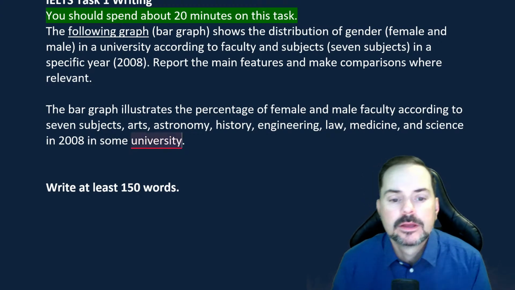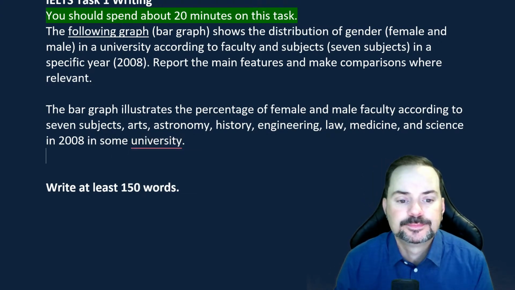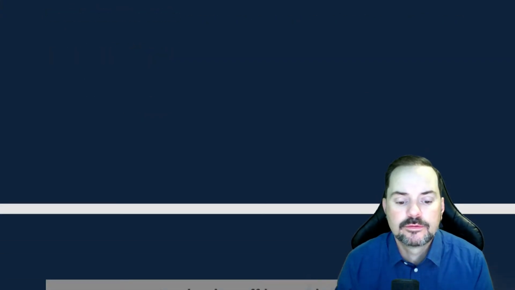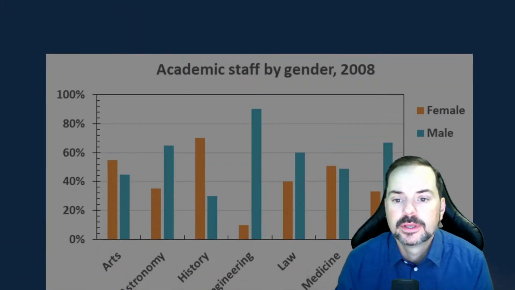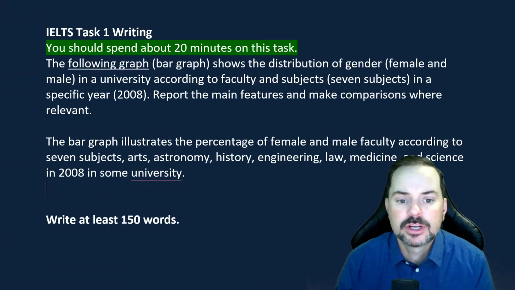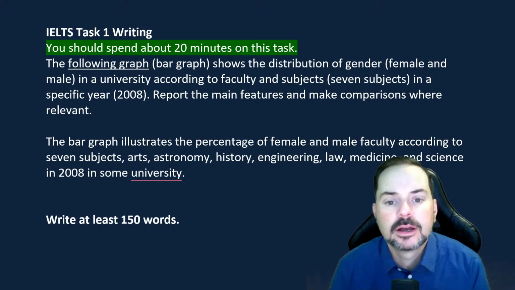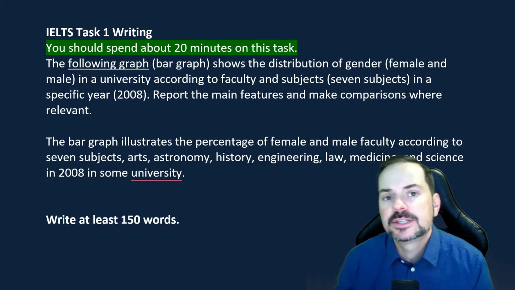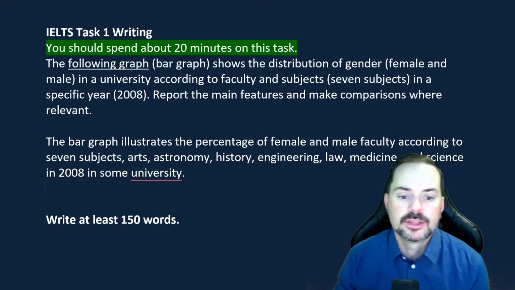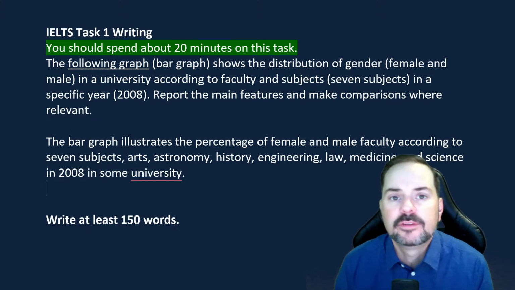Okay. All right. So that is my introduction so far. And that's all I need for the introduction for this bar graph. This is a fairly simple graph. You're not going to have a very lengthy introduction, which is totally fine.